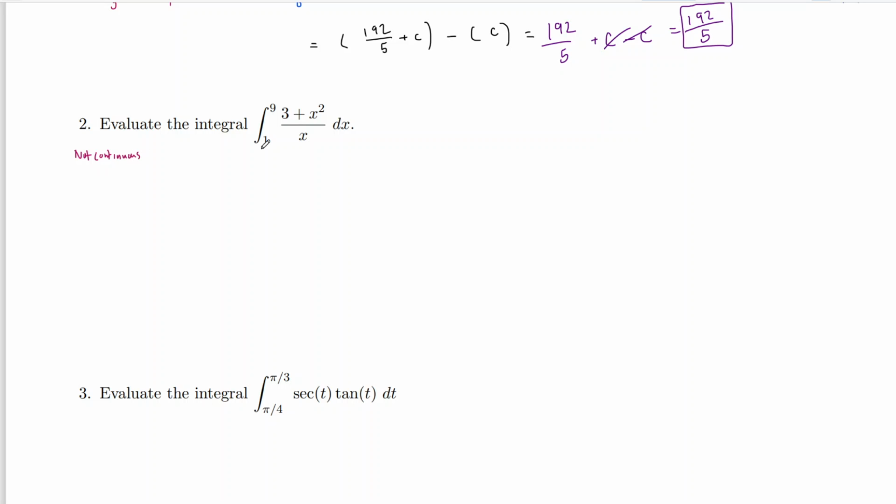The function inside, 3 plus x squared over x, is not continuous at x equals 0. It's fine everywhere else because any other x value is not going to make us divide by 0. But luckily for us, the bounds from 1 to 9 don't have 0 inside, so we can do this. So since 0 is not between 1 and 9, we can do this.